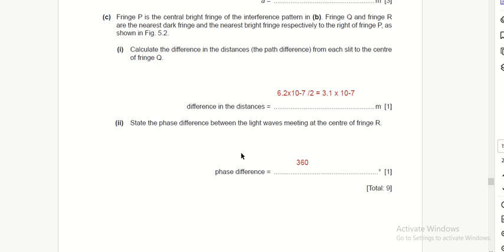Phase difference for fringe R, again the nearest bright fringe, which means order of 1, so it will be 360.